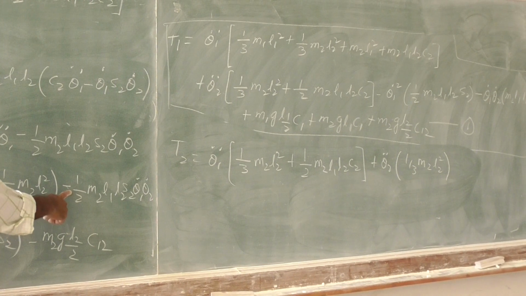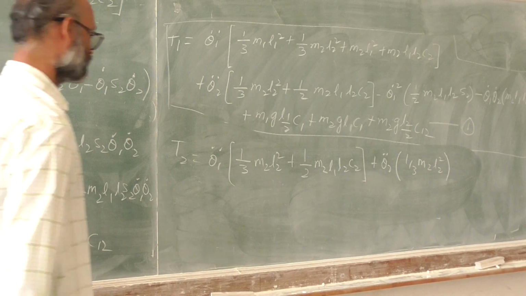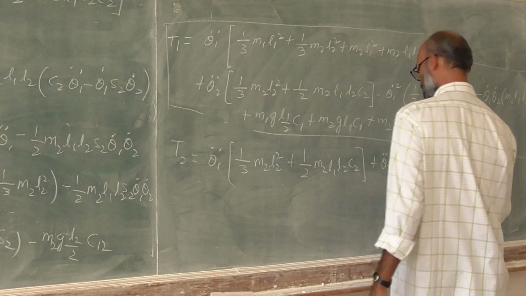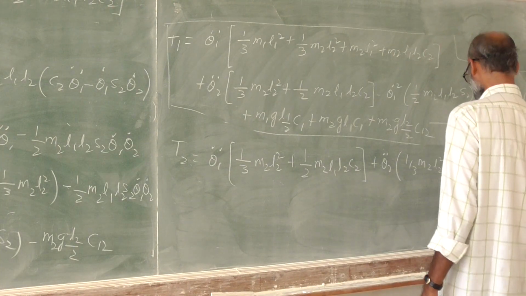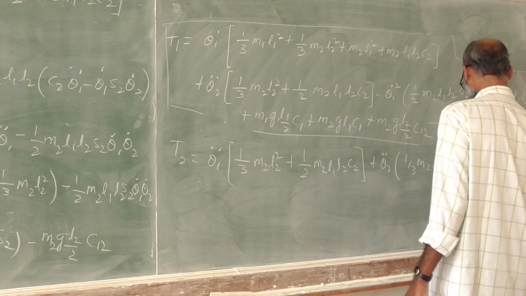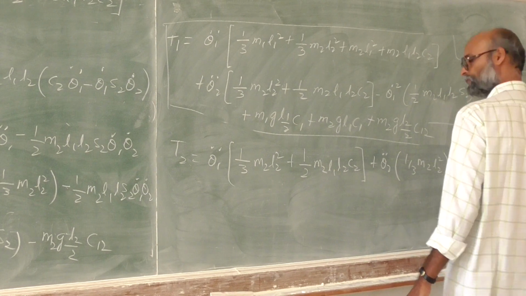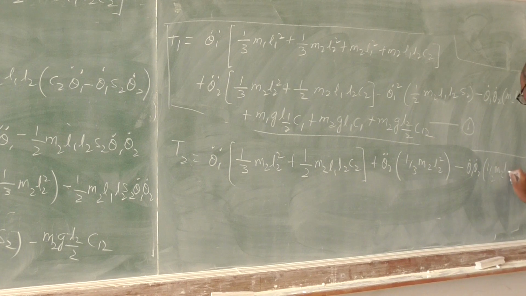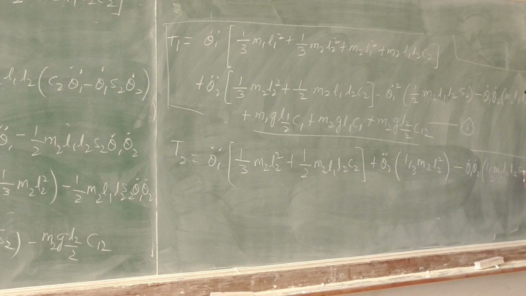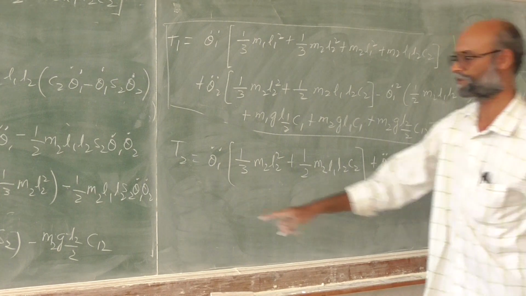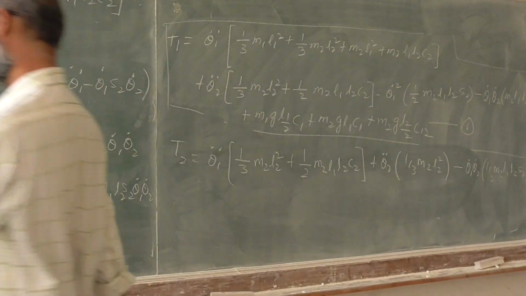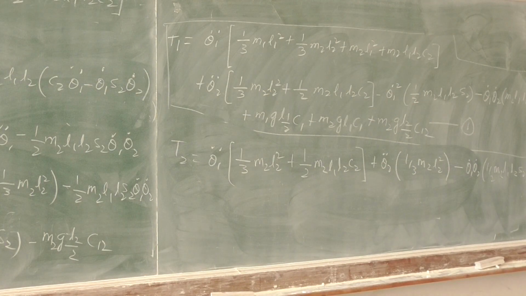These two will get cancelled. Minus theta 1 dot, theta 2 dot. We have that half M2 L1 L2 S2. That is this equation. Minus of this means this becomes plus, this becomes plus, this becomes also plus.